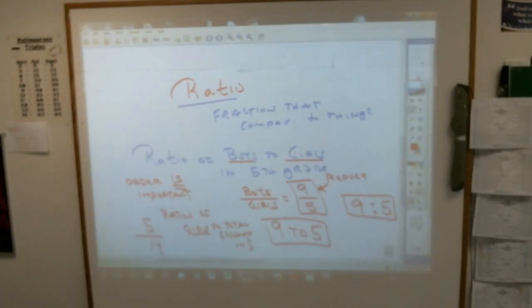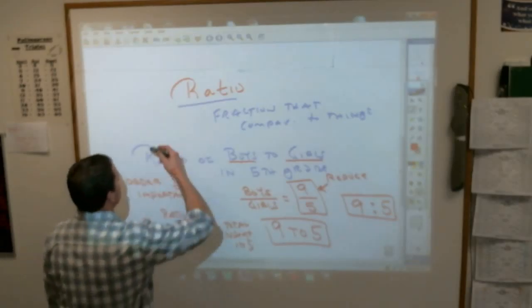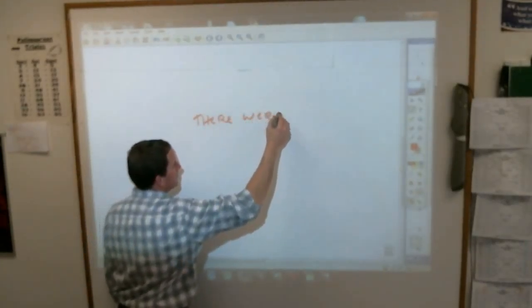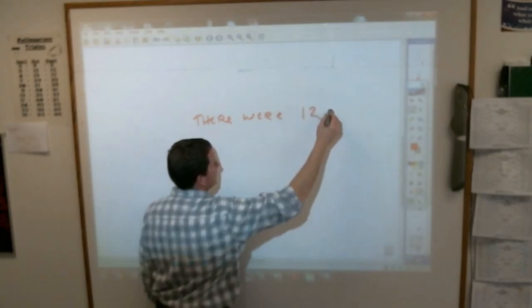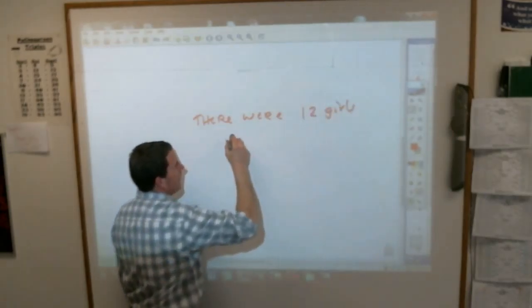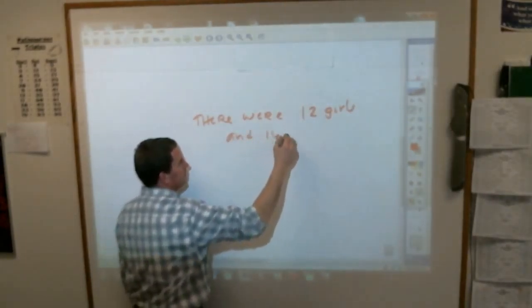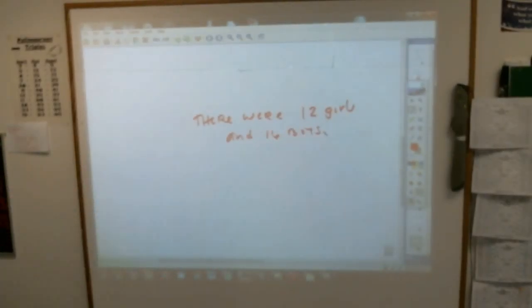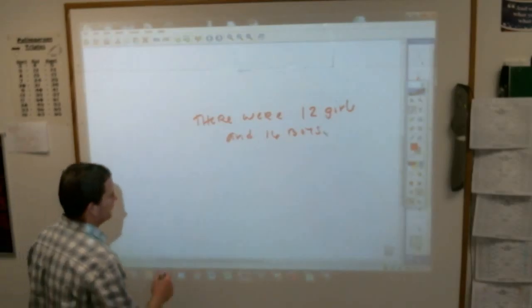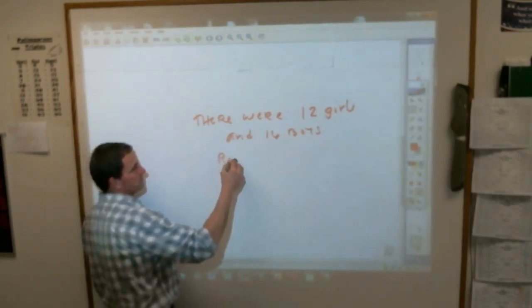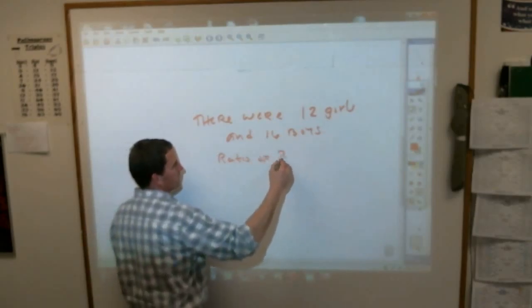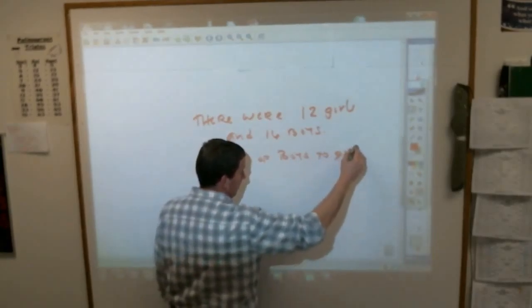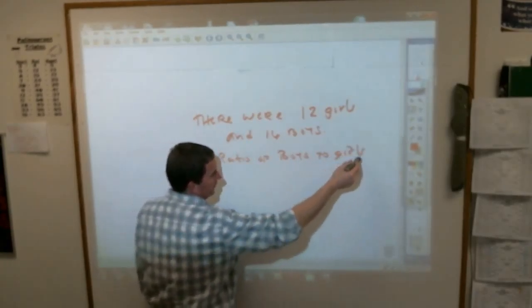No, it cannot be reduced. Or one more problem here. There were 12 girls and 16 boys. 12 girls, 16 boys. The ratio of boys to girls.